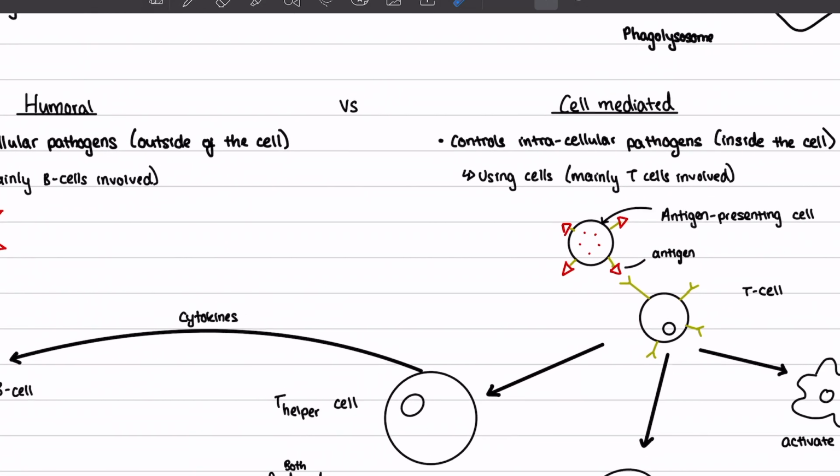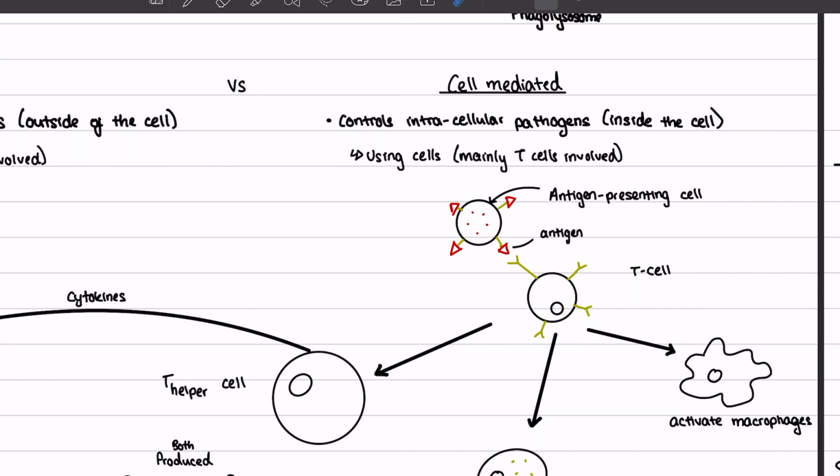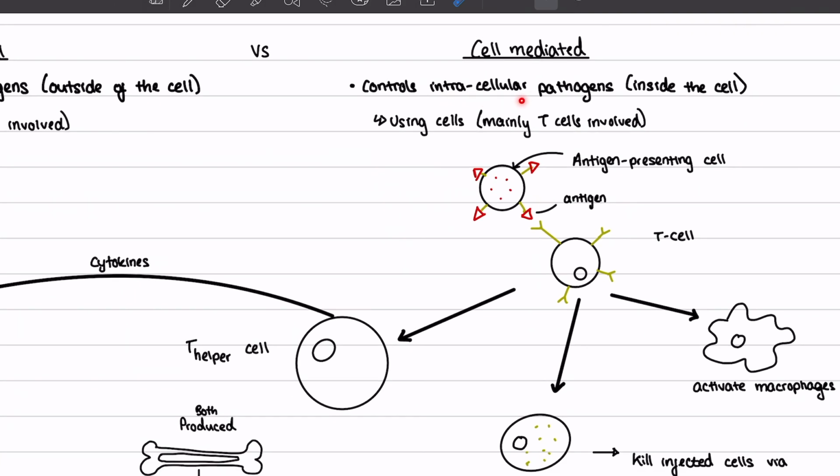Now, the cell-mediated immune response is different, as firstly it controls intracellular pathogens, so the cell-mediated immune response is triggered when pathogens are detected within the host cell. Secondly, this mainly involves T cells. Now, before the cell-mediated immune response can begin, an antigen-presenting cell, APC, needs to be made.